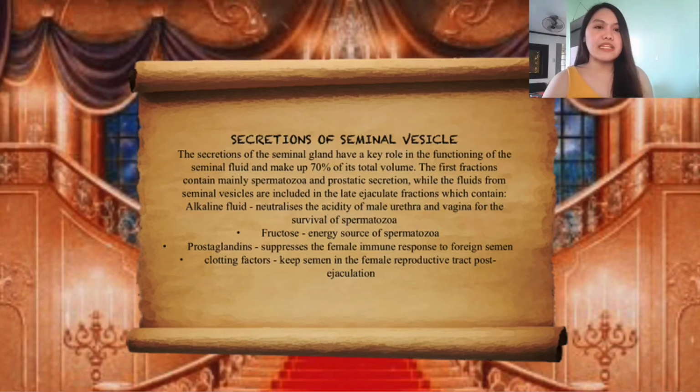The secretions of the seminal gland have a key role in the functioning of the seminal fluid and make up 70% of its total volume. The various fractions contain mainly spermatozoa and prostatic secretion, while the fluids from the seminal vesicles are included in the late ejaculate fractions, which contain alkaline fluid that neutralizes the acidity of the male urethra and vagina for the survival of spermatozoa. Prostaglandins suppress the female immune response to foreign semen. Clotting factors keep semen in the female reproductive tract post-ejaculation.